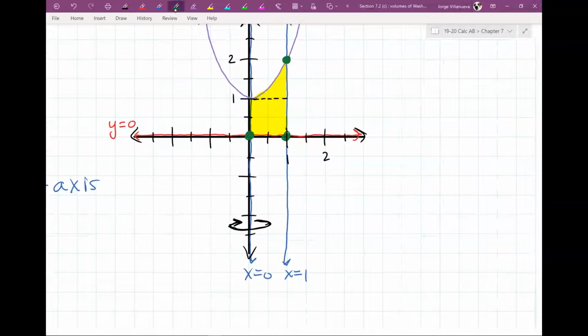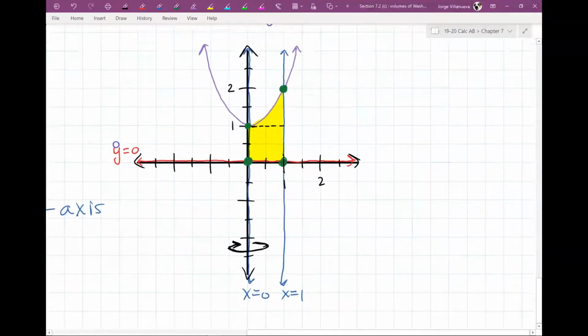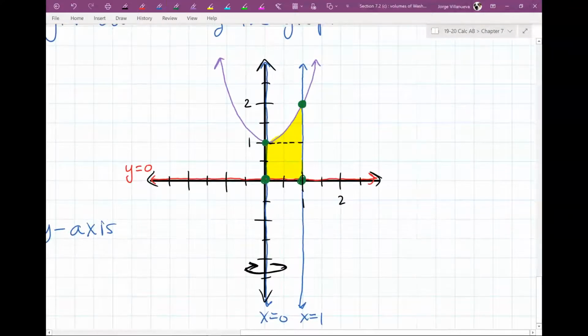Let me draw the points of intersection, all of them, okay? So for the square, is it true that the area that's contained in the square is completely touching the axis of revolution at all times? Yes, right? So I don't have to draw any weird stuff. That's just going to be a disk. So let me write that right here.